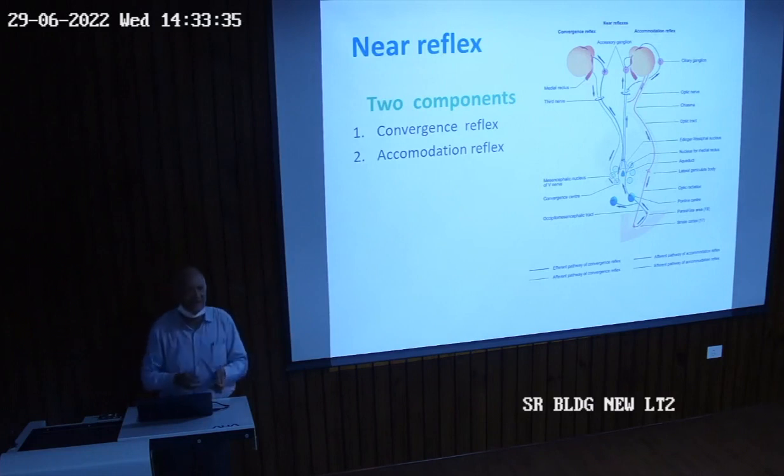This convergence causes the constriction of the pupil. They are separated into the afferent and efferent pathways. This is one component. Now the accommodation part of the near reflex.